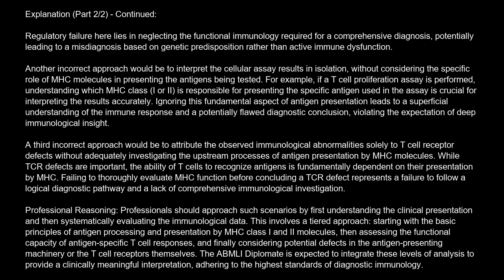Another incorrect approach would be to interpret the cellular assay results in isolation, without considering the specific role of MHC molecules in presenting the antigens being tested. For example, if a T-cell proliferation assay is performed, understanding which MHC class, I or II, is responsible for presenting the specific antigen used in the assay is crucial for interpreting the results accurately. Ignoring this fundamental aspect of antigen presentation leads to a superficial understanding of the immune response and a potentially flawed diagnostic conclusion, violating the expectation of deep immunological insight.